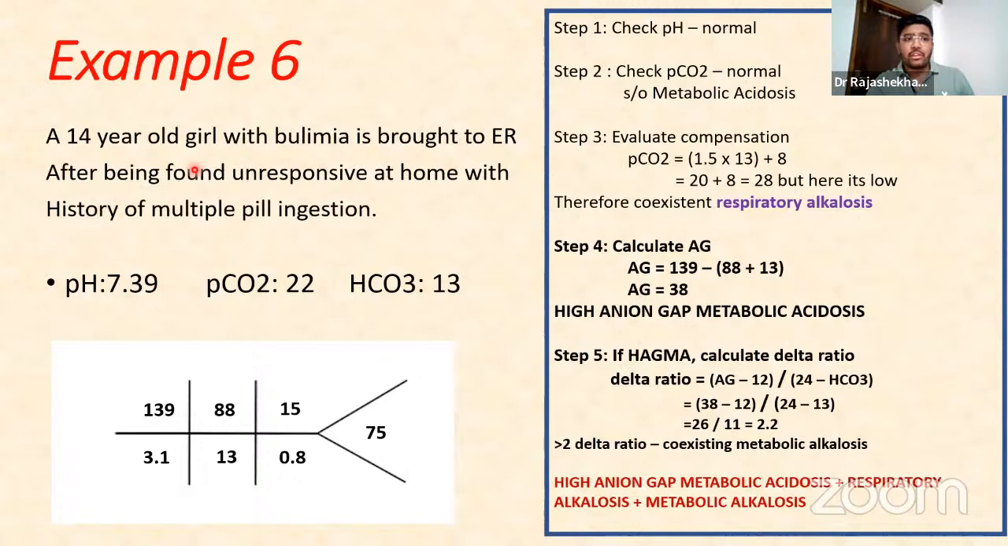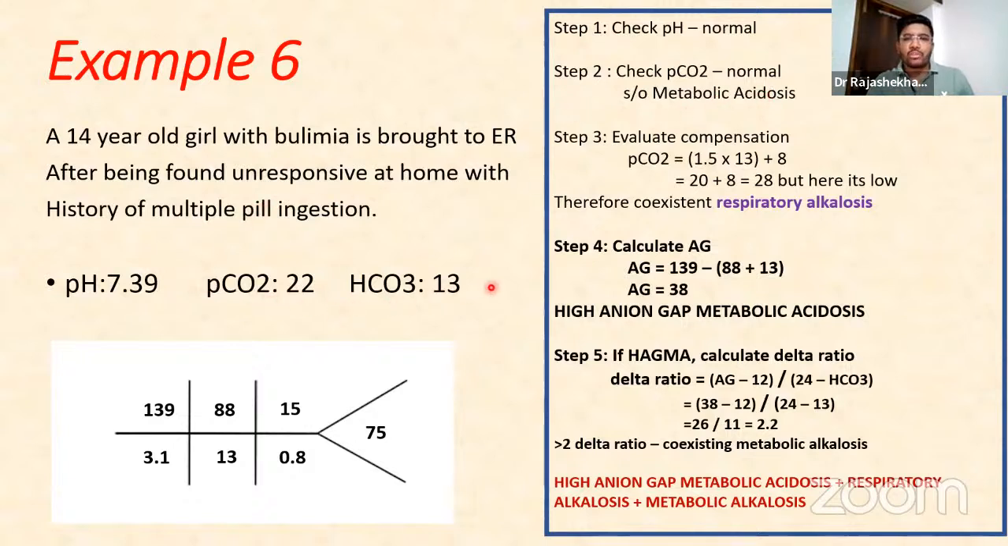So the next example, or maybe the last, I think. This is a 14-year-old girl with bulimia who is brought to the ER after being found unresponsive at home with a history of multiple pill ingestion. pH is 7.39. The PCO2 is low. The bicarbonate is low. So there is definitely a metabolic acidosis here.